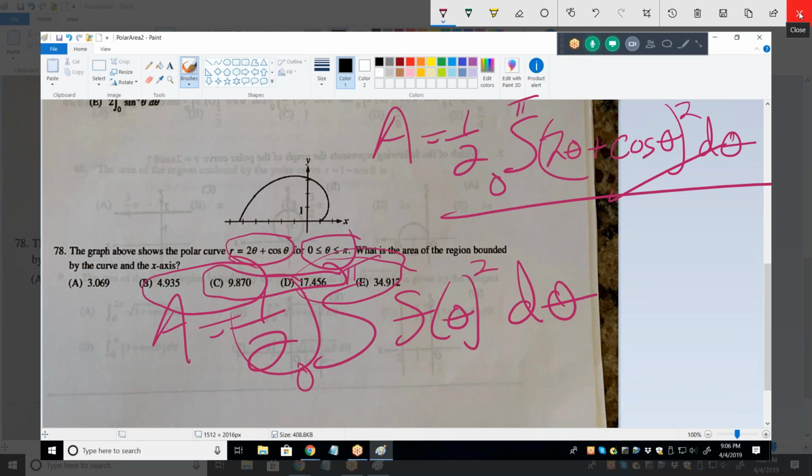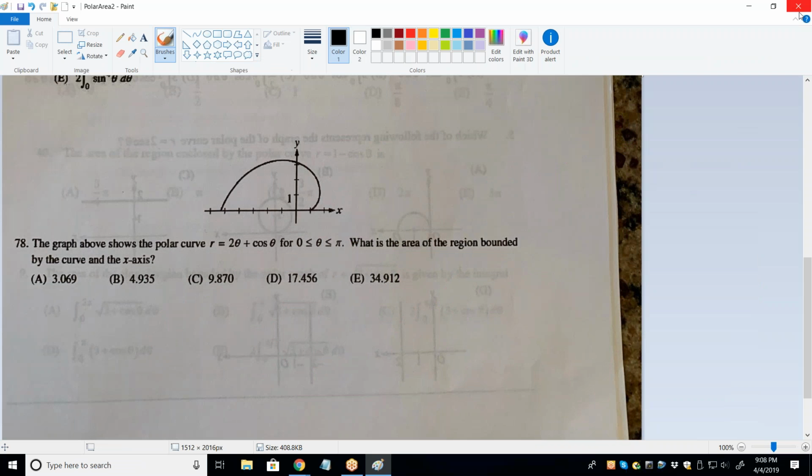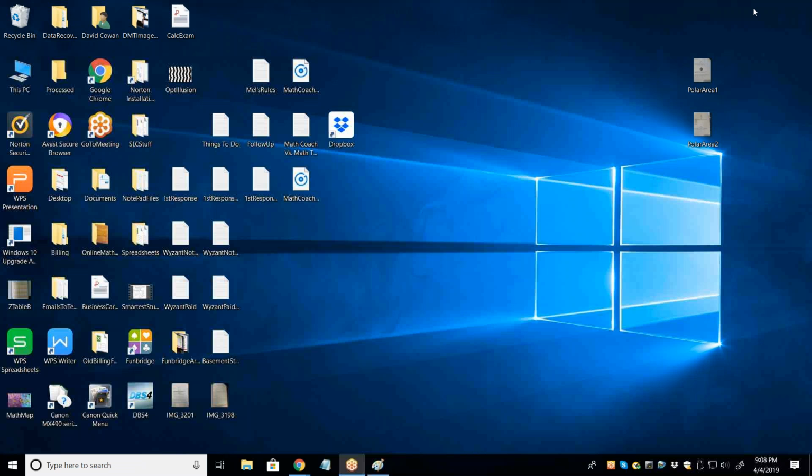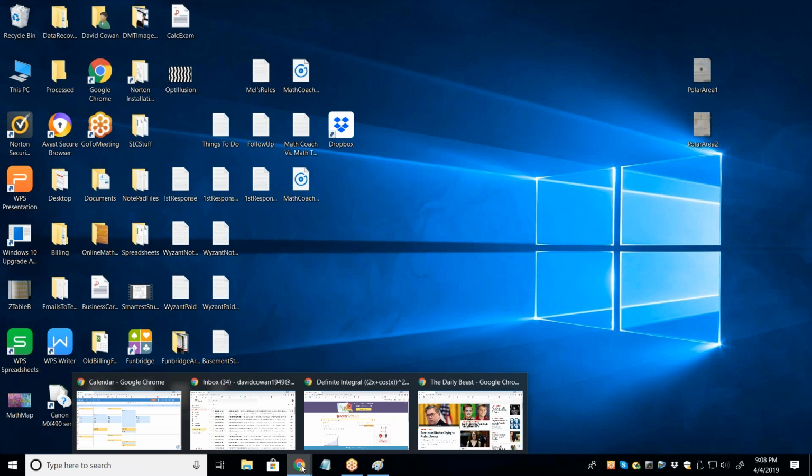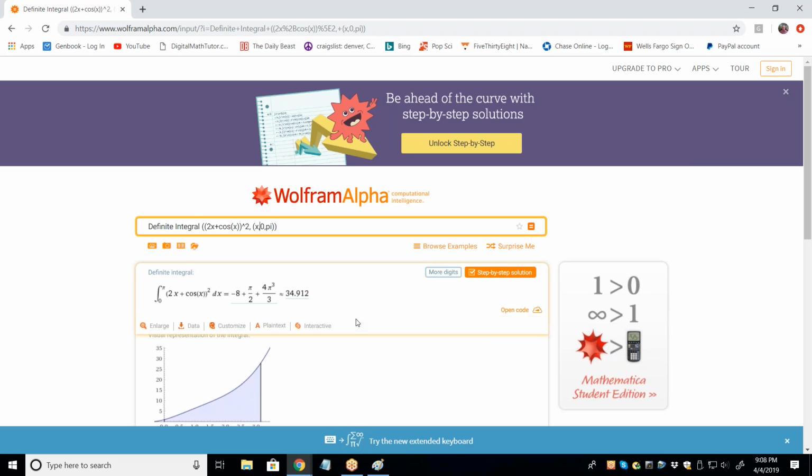Now, I did discover something. I discovered that Desmos does not do these. Interesting. Yeah, I tried to do it on Desmos, and it says not able to do this one. Huh. But Wolfram Alpha does it.